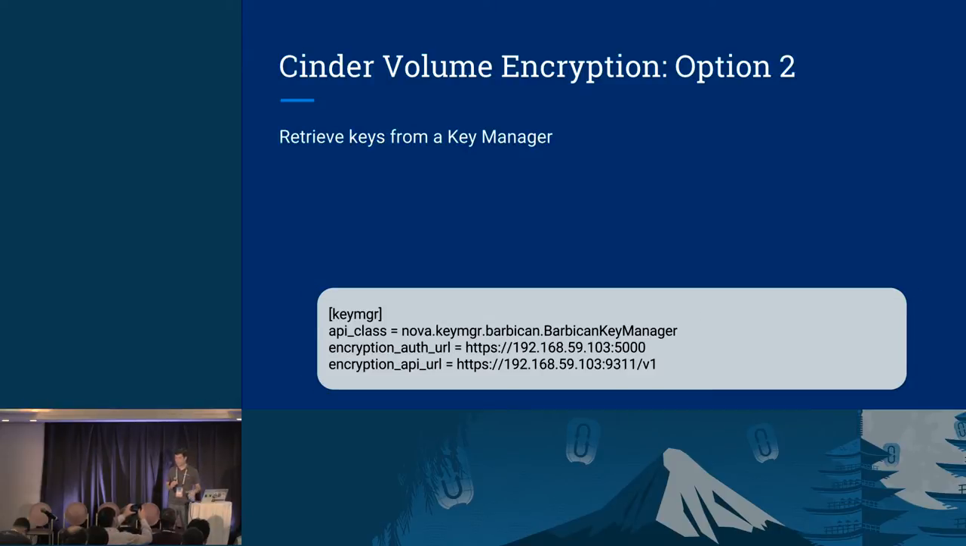Another option, if you don't think that people who have access to your configuration file should also have access to your data. Here's how you would tie Cinder in with Barbican. Again, in your Cinder and Nova configuration files, just point to your Barbican instance, the URL, and you'll have encryption for your Cinder volumes.